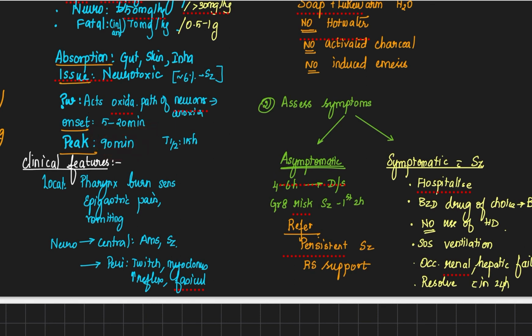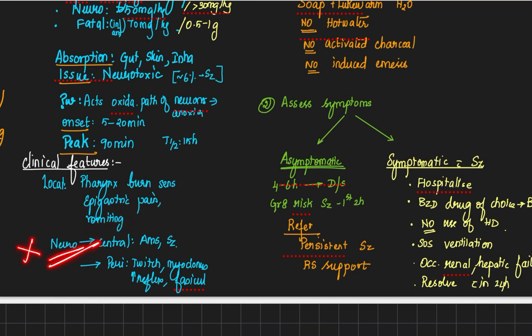This time point is important because it will determine the time of your observation of this particular patient in your ER. T half is 15 hours. So what are the clinical features? Imagine some child is putting it inside the mouth. So locally there might be some burning sensation, but you will not see any signs. This will be more of a symptom. Burning sensation will be present. Epigastric pain can be complained, and some vomiting can be present.